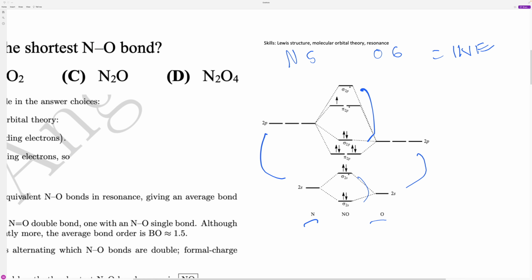So we have this type of structure here, and at the bottom you have low energy orbitals, at the top you have the highest energy orbitals. So the electrons are going to fill up from low energy to high energy.